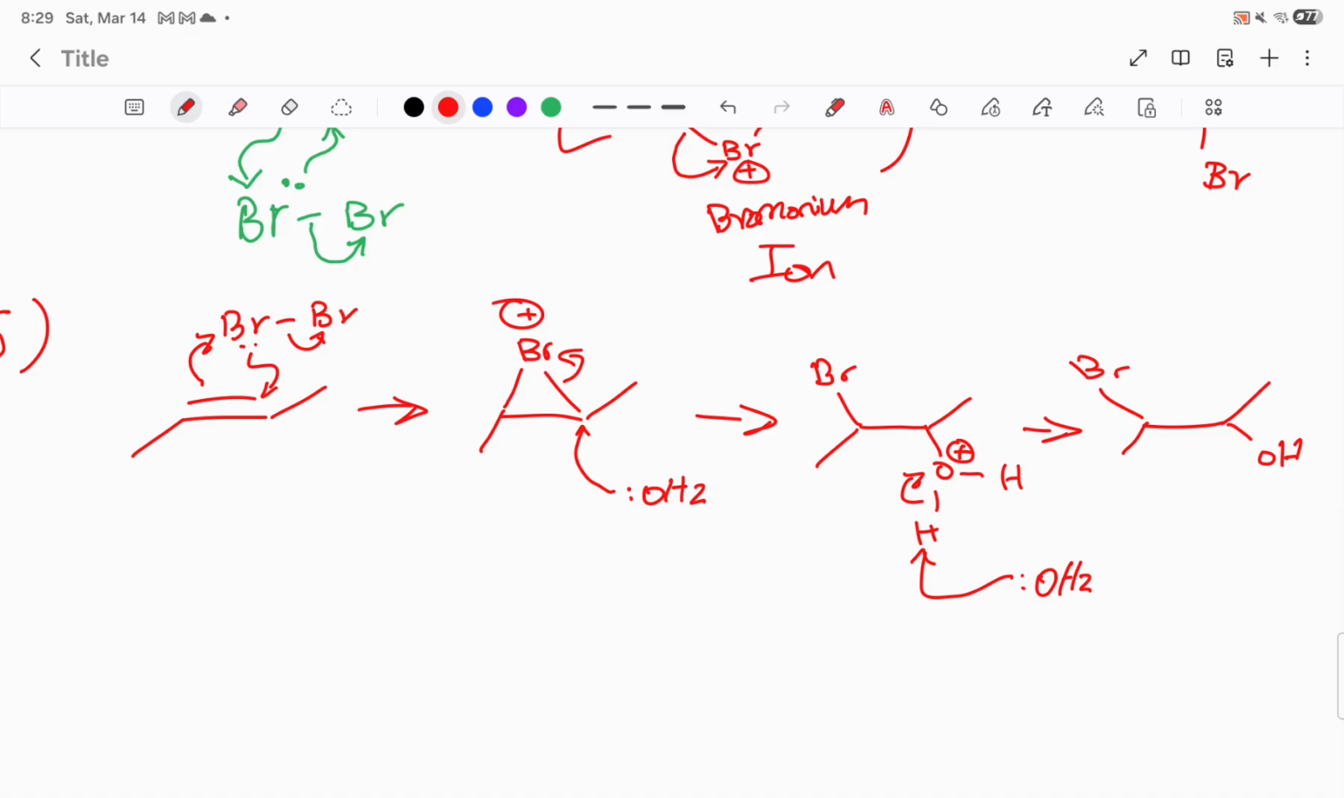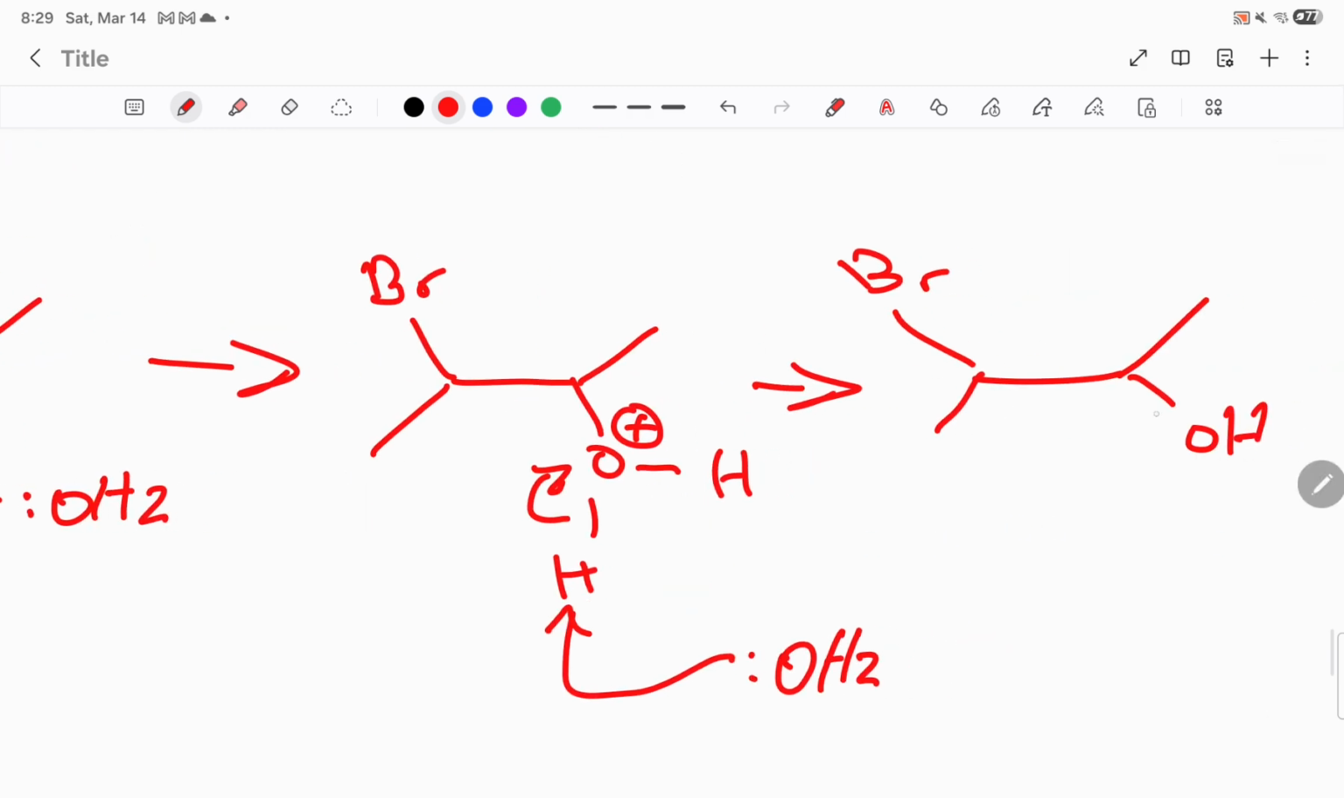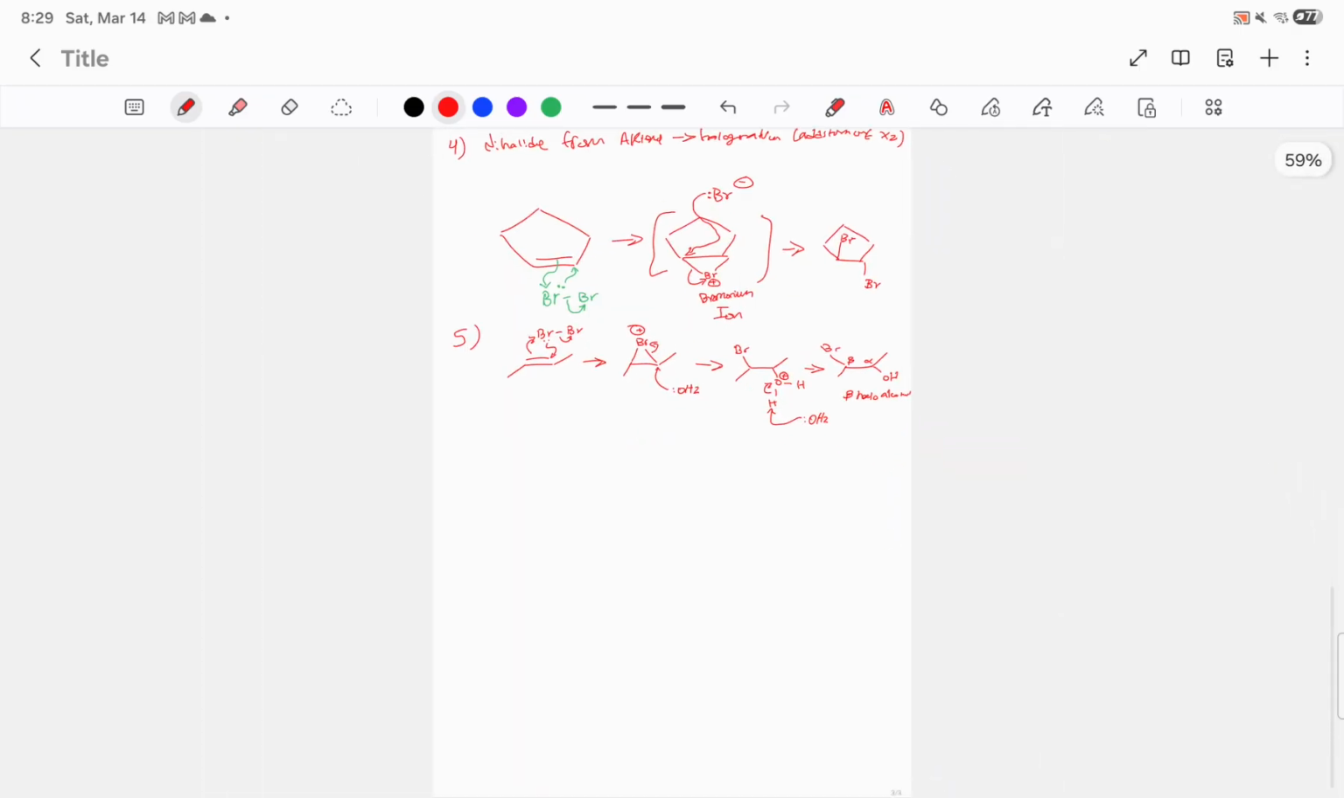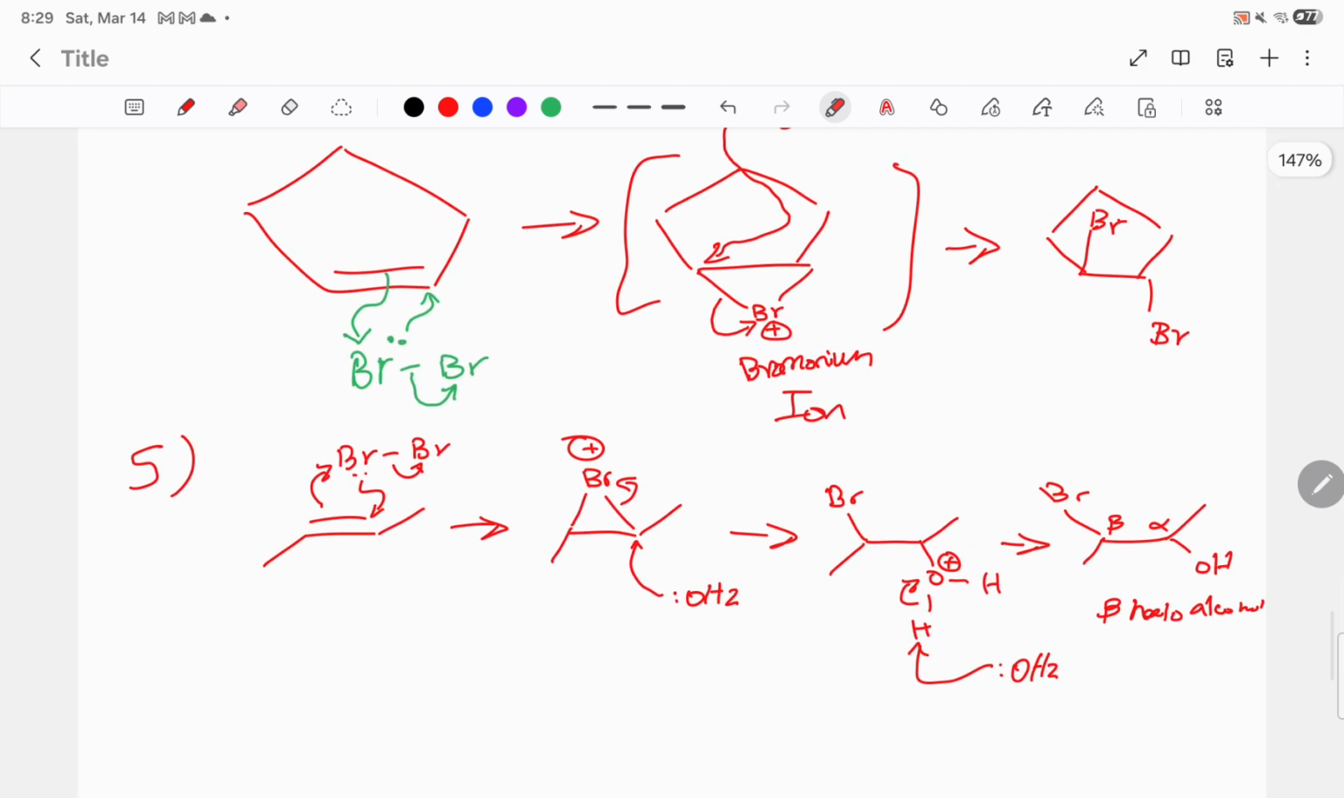Yeah, halohydrin product. So, you know what we call this? Because this alcohol has a higher priority than bromine, right? The carbon here is known as the alpha, and this is called the beta carbon. And so we say that we make a beta halo alcohol, for a halogen alcohol. Okay, so this product is a beta halo alcohol. And again, it is the addition of a water and a halogen. And it occurs by way of a Markovnikov orientation and also an anti-addition.